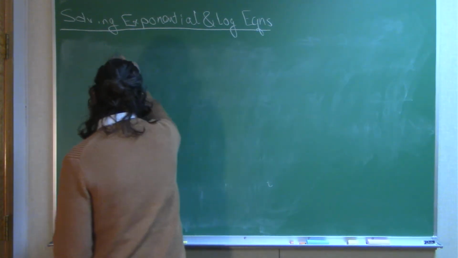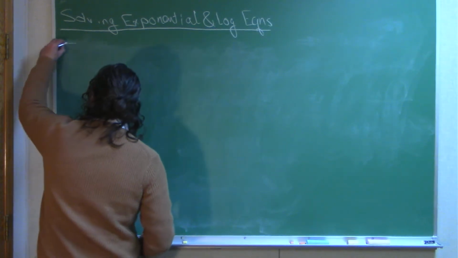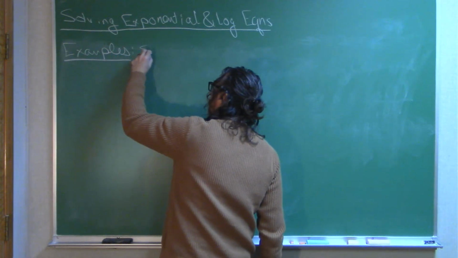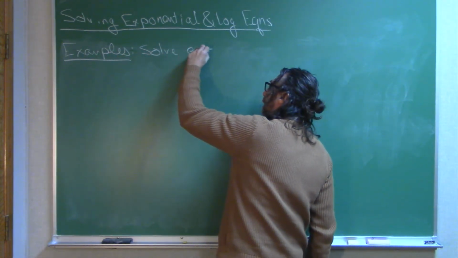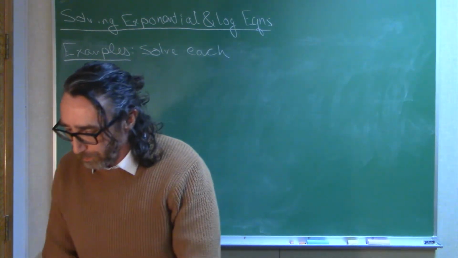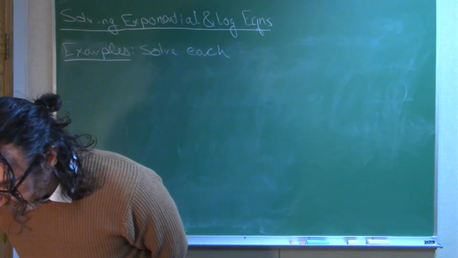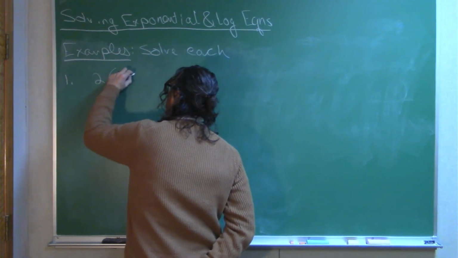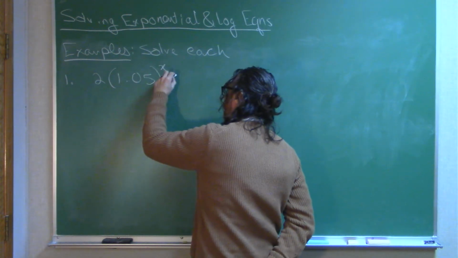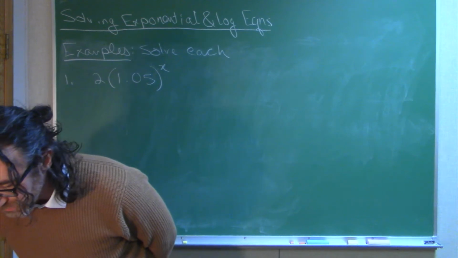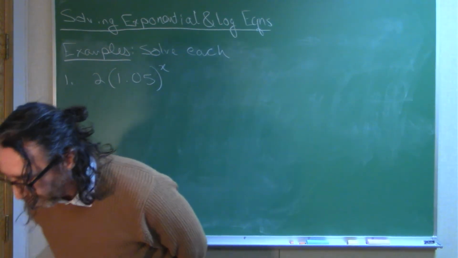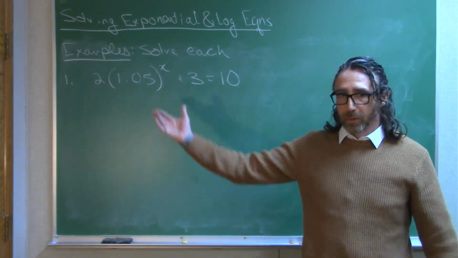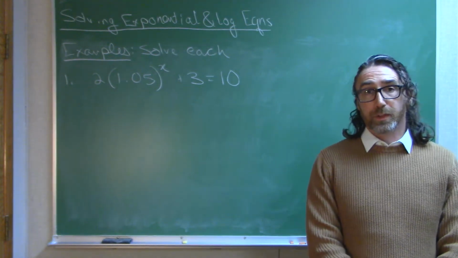Alrighty, so solve each. Okay, so let's do this one. 2 times 1.05 to the power x plus 3 equals 10. All right, so we have an equation here with an unknown exponent.